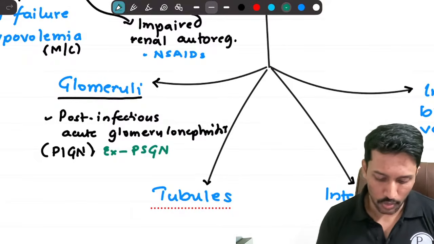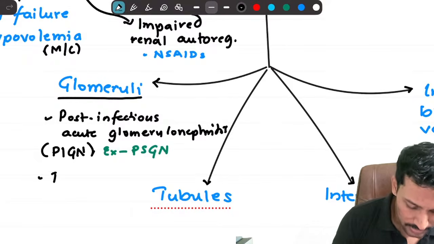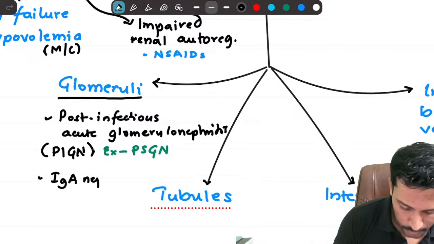Okay. So post-streptococcal glomerulonephritis is one. The other example we can quote is IgA nephropathy.